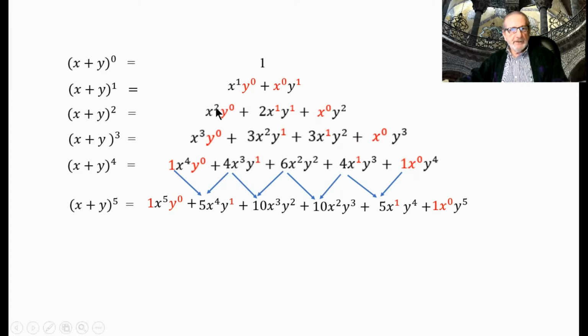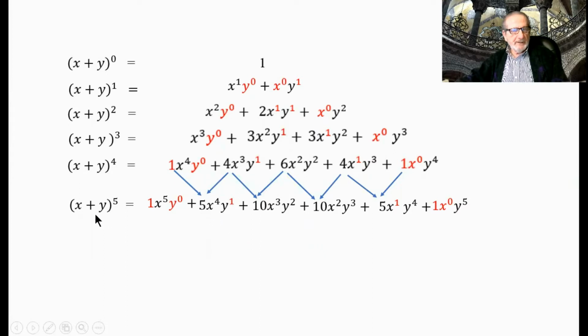You see here, the powers of x are going down from 2, 1, 0. And the powers of y are going up from 0, 1, 2. Here, 3, 2, 1, 0, powers of y, 0, 1, 2, 3. So this one here is the same thing. You see 4, 3, 2, 1, 0, and then 0, 1, 2, 3, 4. So if I know how those numbers, the coefficients, are being calculated, then it's easy to find the formula.